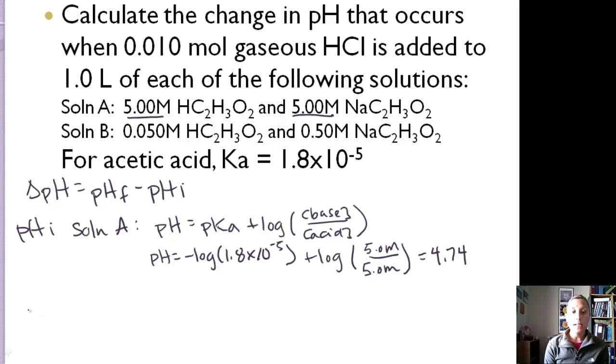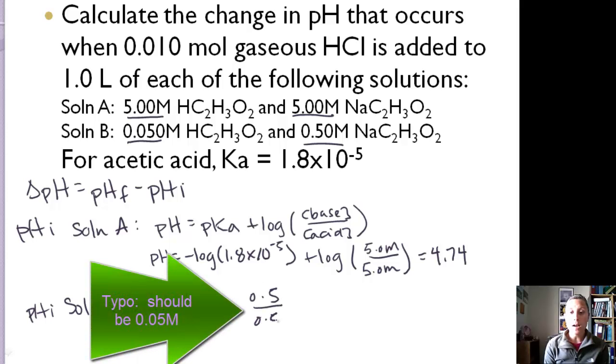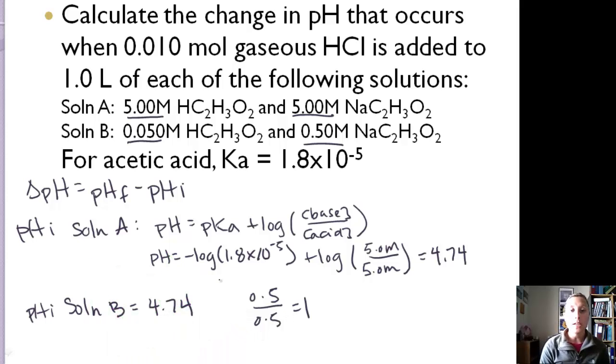Now, the initial pH for solution B is actually also going to be 4.74, because even though the concentrations are different, the ratio would be the same. 0.5 over 0.5 is also equal to 1, and so our math is going to come out the same. So for both solutions, we have an initial pH of 4.74. Now let's calculate final pHs.